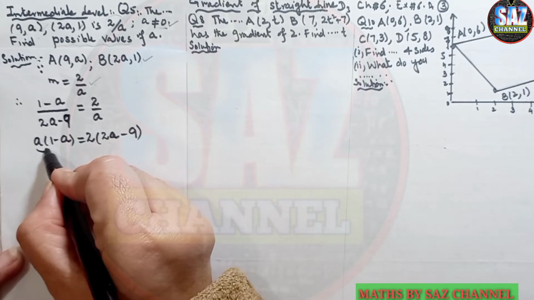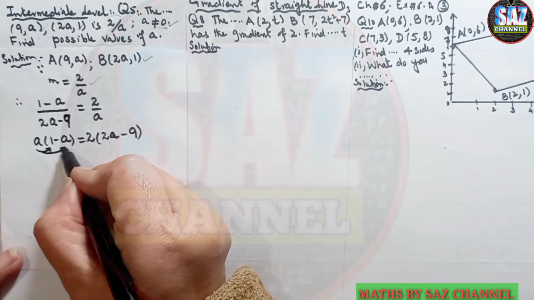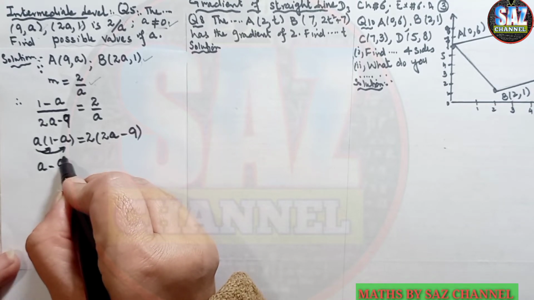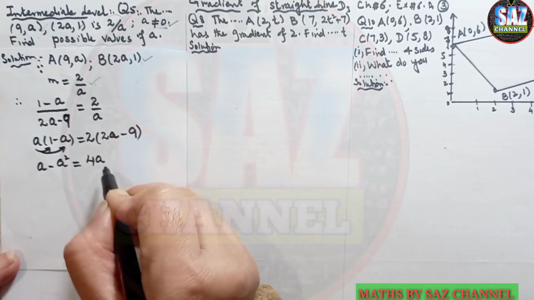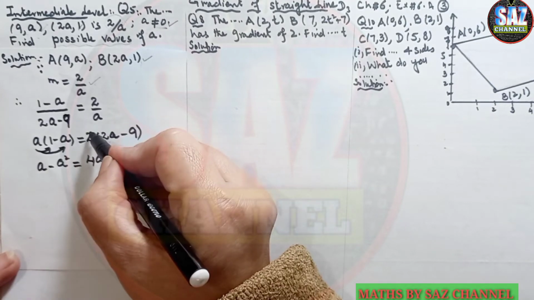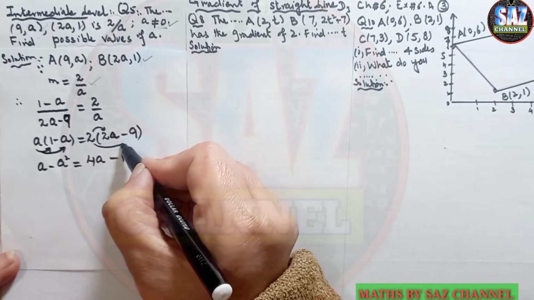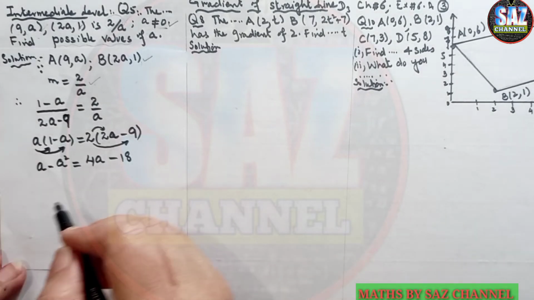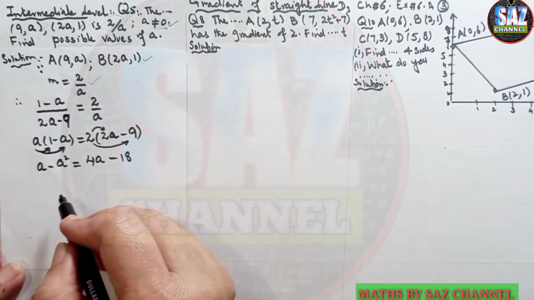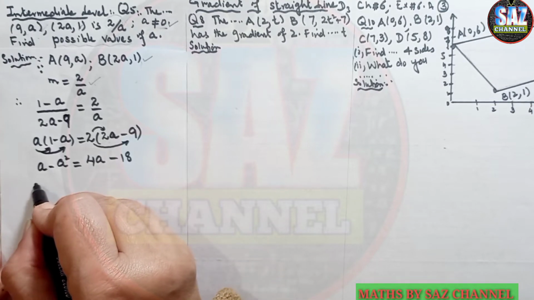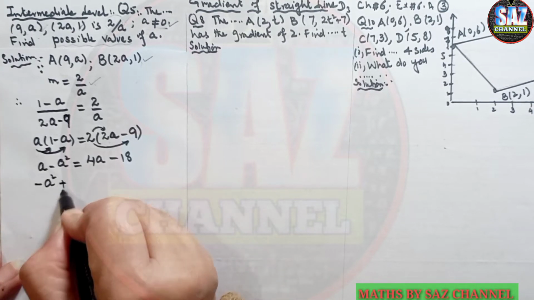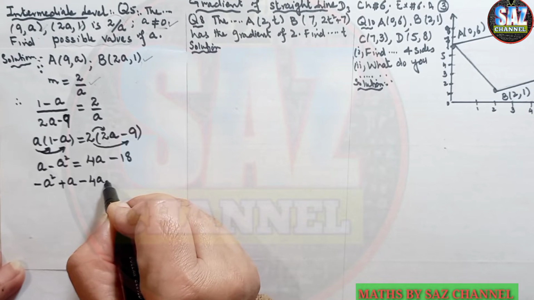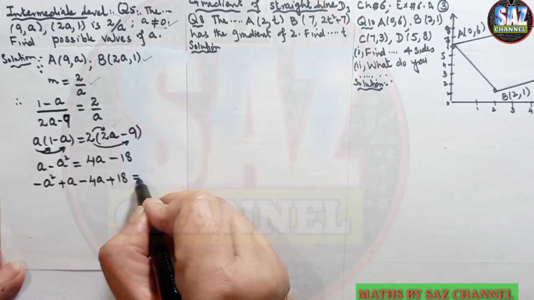Now I have to simplify both sides of the equation, and the equation will take the form a minus a square equals 4a minus 18. Okay, I'm simply multiplying and applying the distributive property, and we are multiplying this 2 with every term inside the bracket. Now bring all terms on the same side and make it in the form of the equation: minus a square plus a, when I'm shifting this 4a to the other side, minus 4a and plus 18 equals 0.